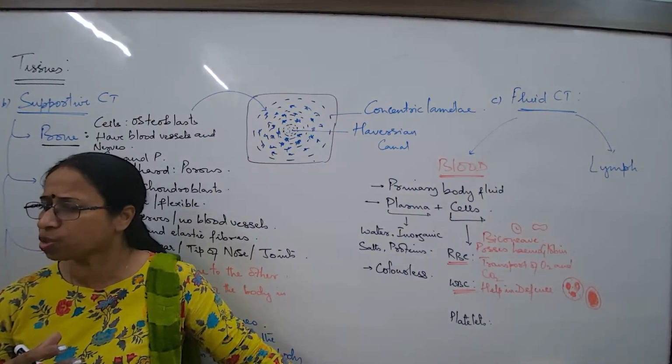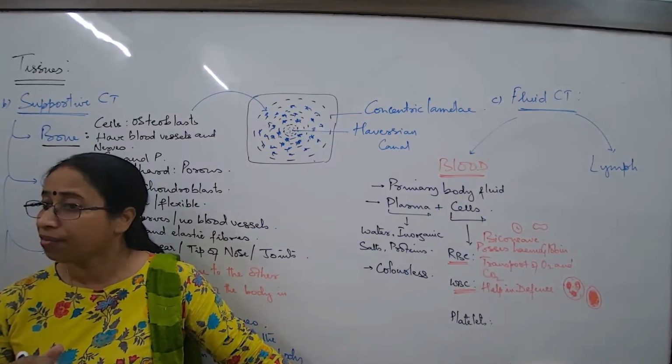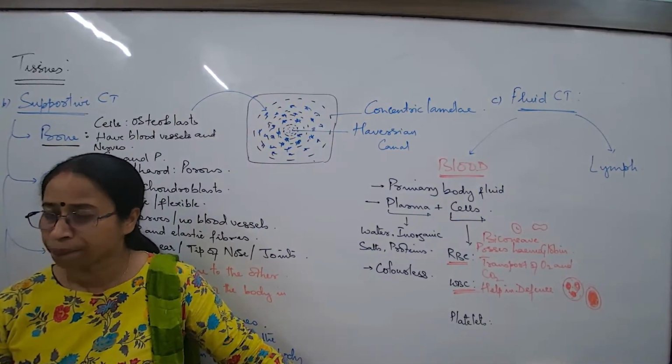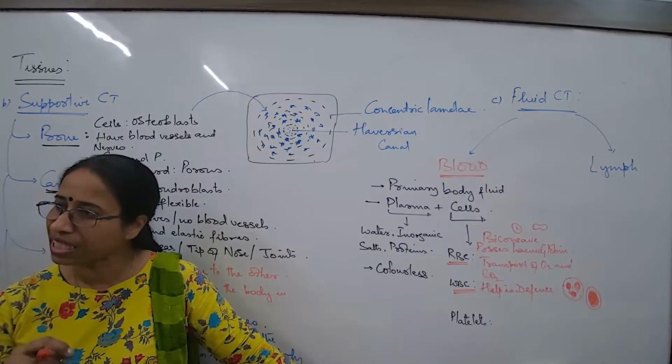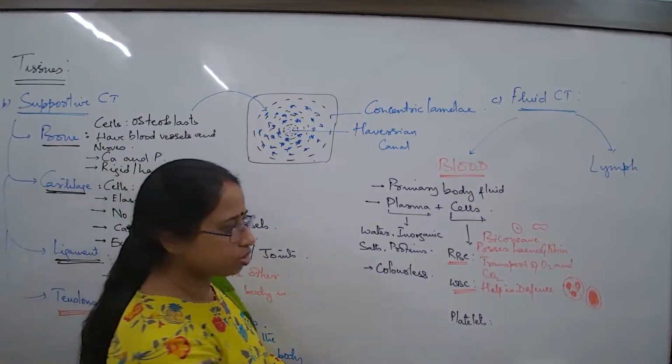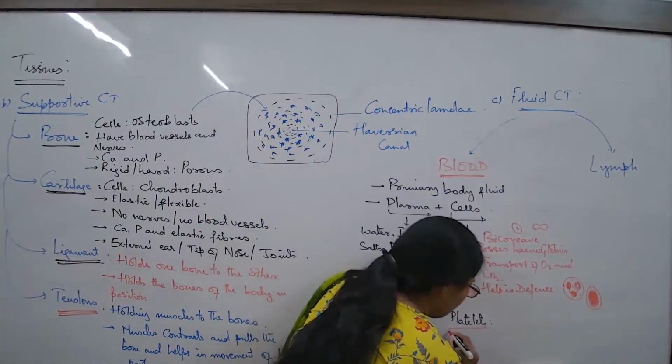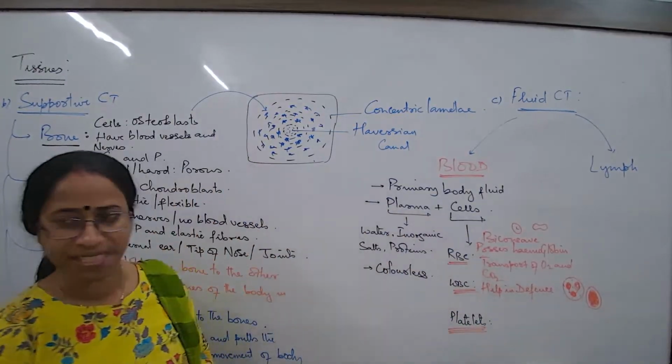Every now and then we are exposed to disease-causing germs. But every now and then we are not falling sick. Why? Because these WBCs prevent us from suffering from any type of diseases. So they help in defense. Are you aware what type of cells these platelets are and what they help us in?